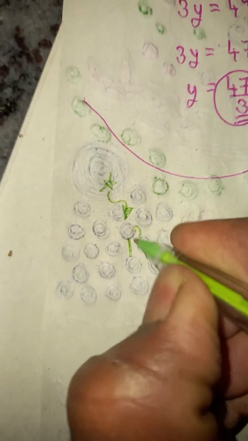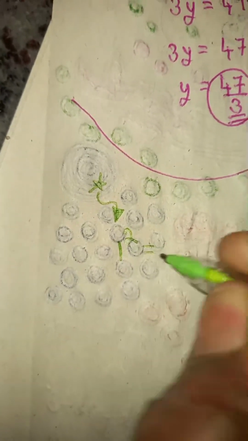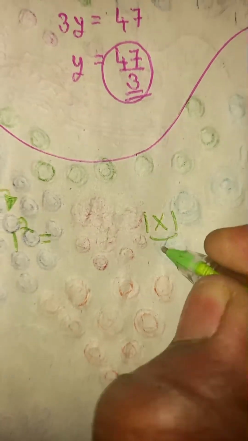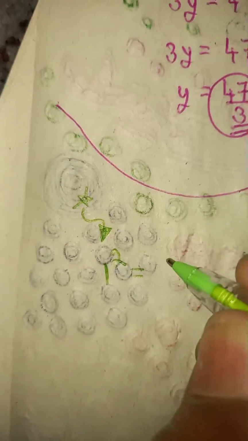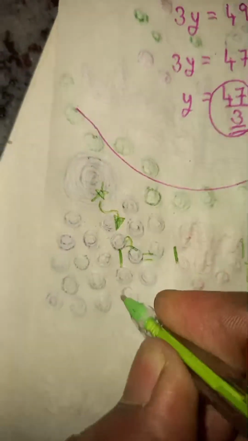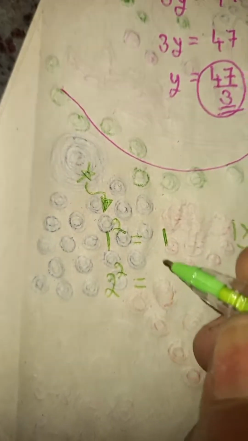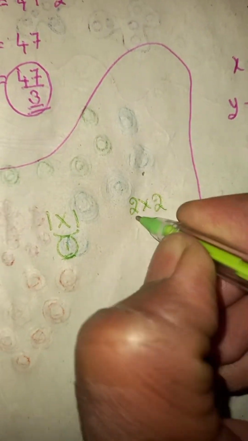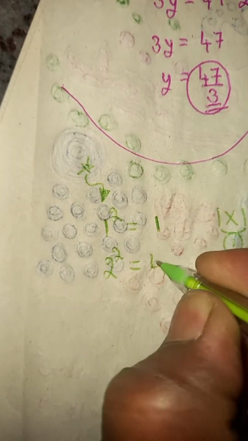1 square. I will tell more about squares. 1 square means 1 times 1, which remains 1. Let's find out the value of 2 square. 2 square means 2 times 2. 2 times 2 is 4. So this remains as 4.